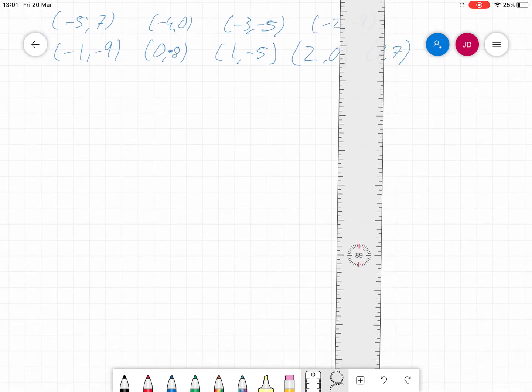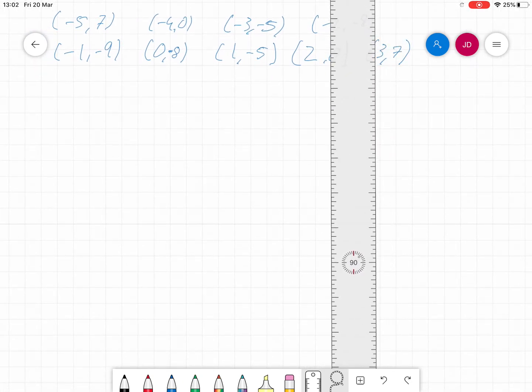And now let's draw this in. So I'm going to count each box as 1. So I need to click a pen. 7, 6, 5, 4, 3, 2, 1, 0, -1, -2, -3, -4, -5, -6, -7, -8, -9. Excellent.